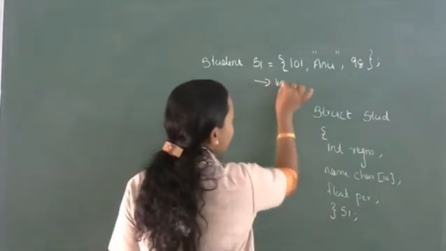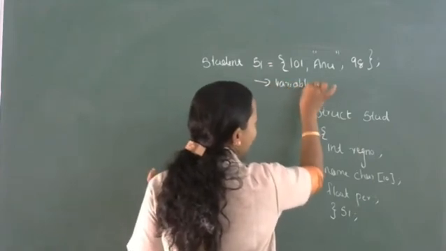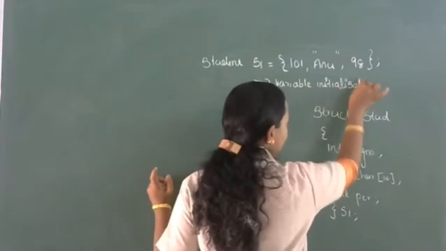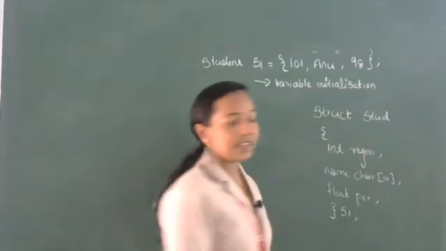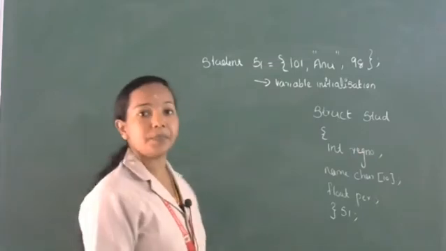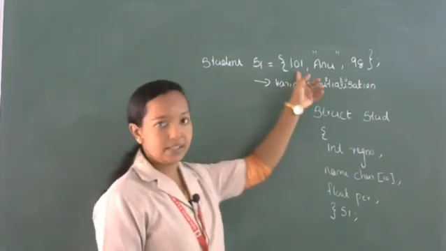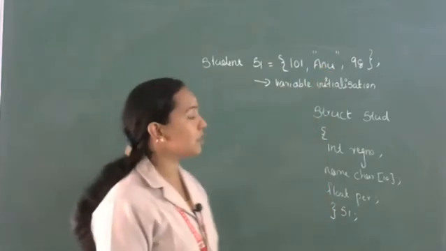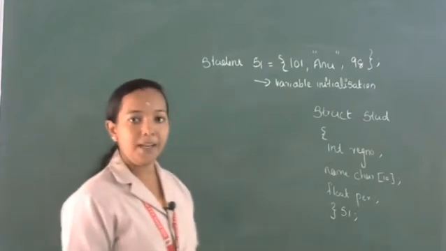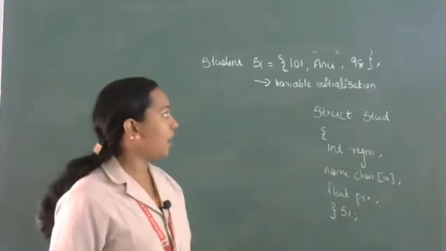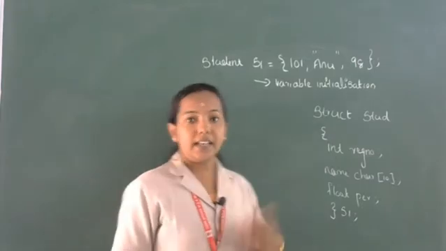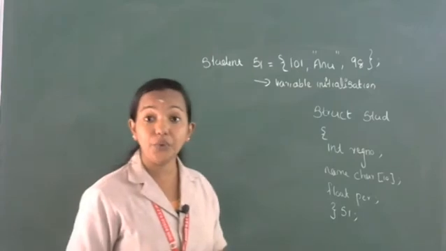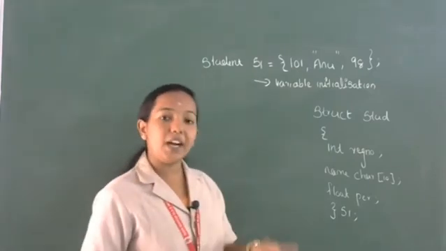So what does the statement indicate? Variable initialization: we are initializing variables with values. The first variable 101 is an integer, then Anu is a character string, that's why it is in double quotes. Then 98 is a fractional number. So this is the first method for giving value to a variable. After that, one more method is there.